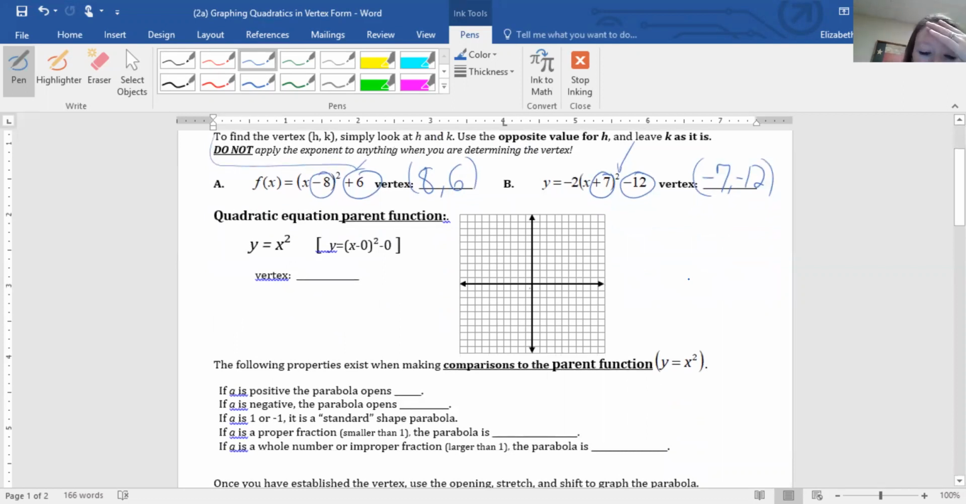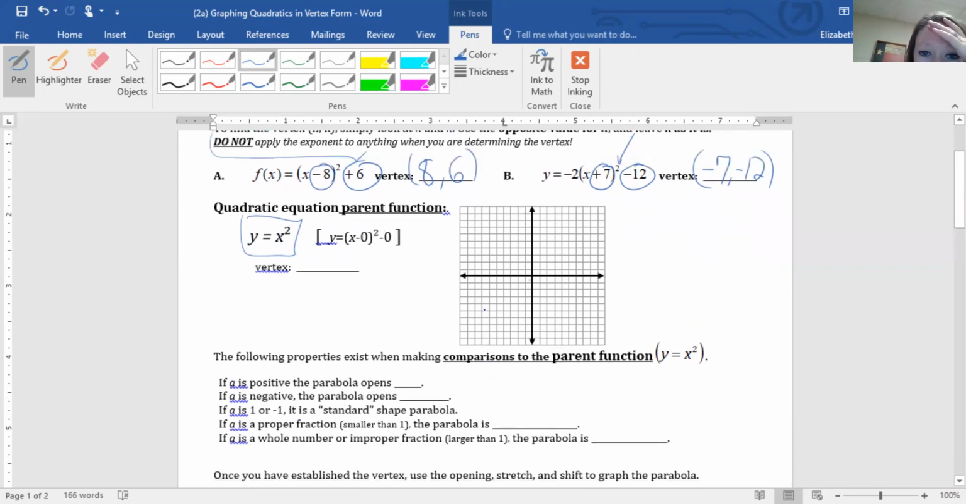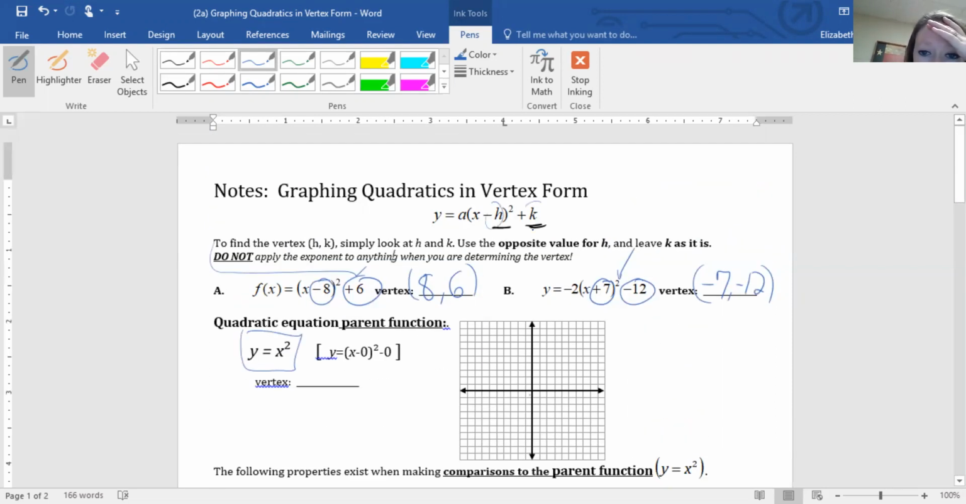So let's discuss what this means for graphing it, and let's start with the parent function. This is y equals x squared. If you're looking at this, you're noticing that it's missing some parts. It doesn't have the h, it doesn't have the k. So what do we do? Well, we can write in zeros, and this is exactly what we've done here: y equals (x minus 0) squared minus 0.